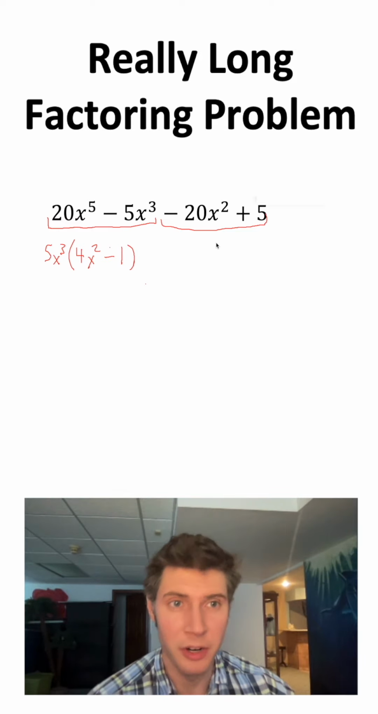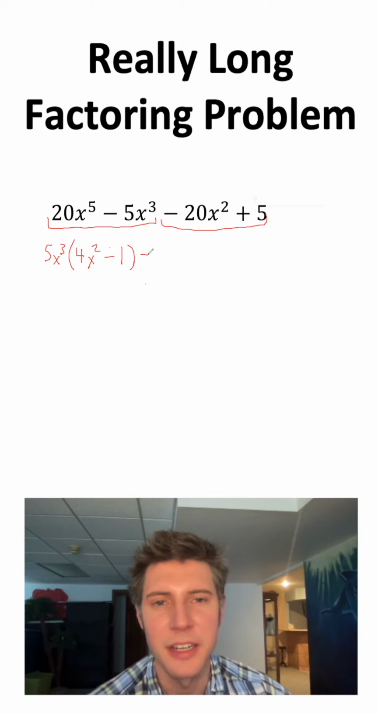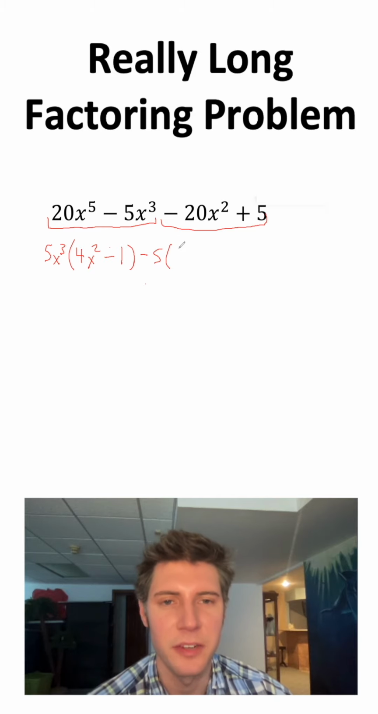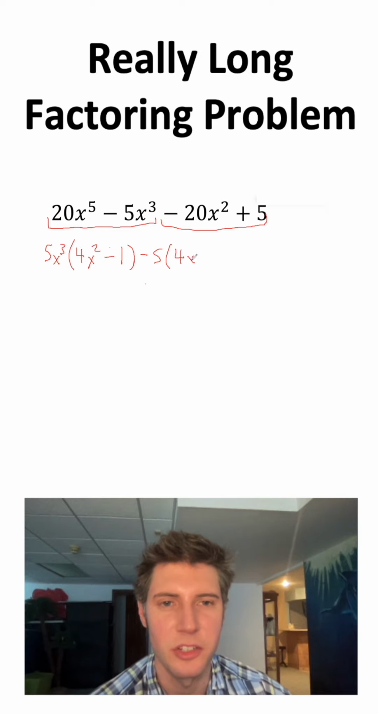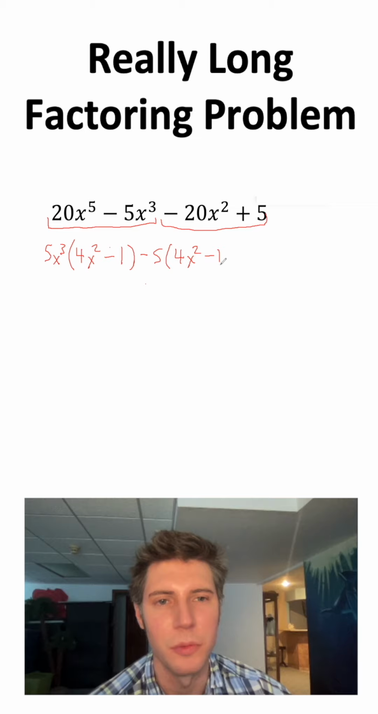That's just 1. The greatest common factor here is 5, and I'm going to make it -5 to keep things clean. -5 times what gives me -20? That's +4. And then there's no x's here, so this will just be an x squared. And then -5 times what gives me +5? That's -1. That was our first step.